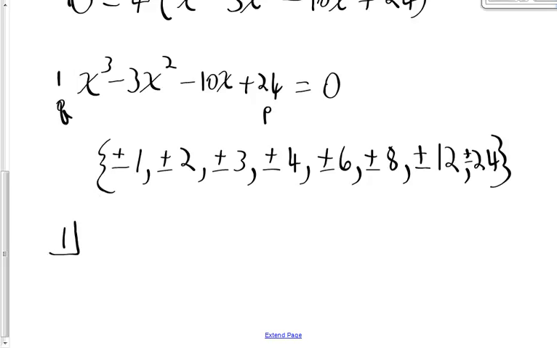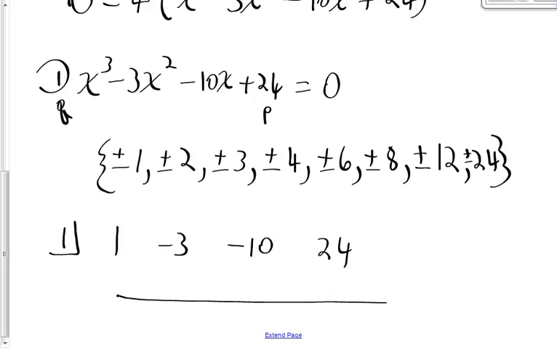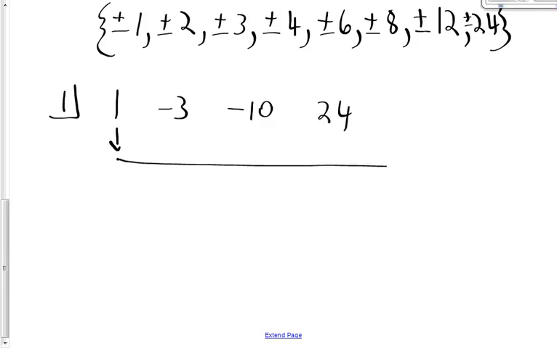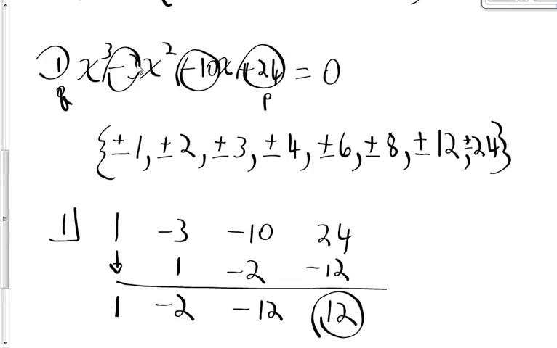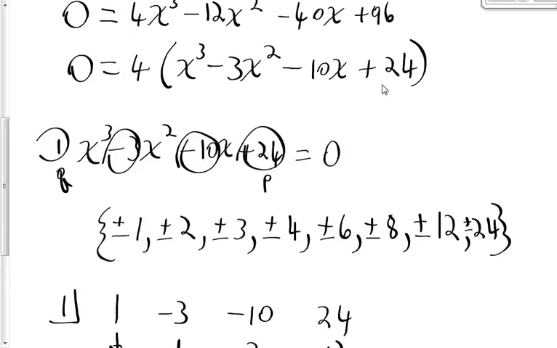I put 1 in the little bracket, and then I put all the coefficients: 1, negative 3, negative 10, 24. Then I use synthetic division. So I bring this down, 1. 1 times 1 is 1. Here I get negative 2. 1 times negative 2 is negative 2. Here I get negative 12. 1 times negative 12 is negative 12. And here I get 12. Because this number is not a 0, 1 is not one of the values that makes my polynomial equal to 0. So 1 doesn't work.